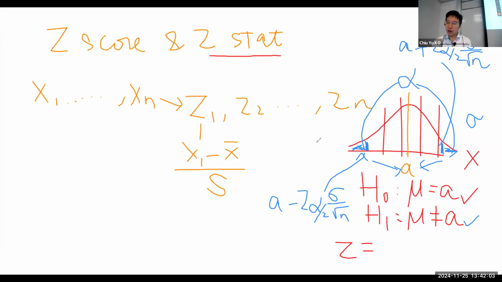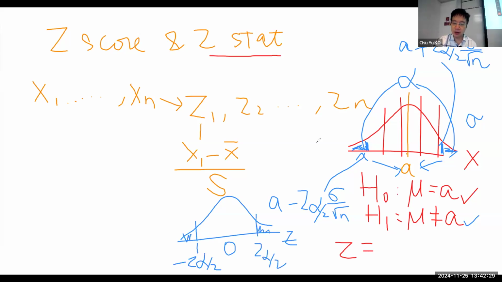But you don't need to work in X, you can normalize it. For every normal, you can normalize it to have mean 0 and variance 1, and this becomes Z. These values are negative Z alpha over 2 and Z alpha over 2, and they mark the rejection region. The Z test is exactly: you take your data minus A, over sigma over root n, because that corresponds to the same area.